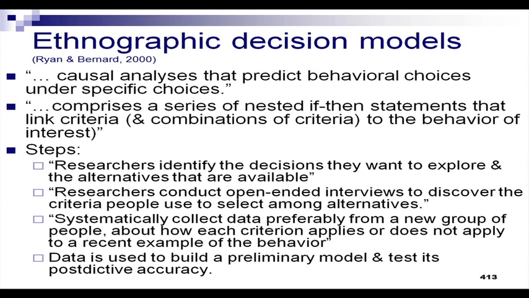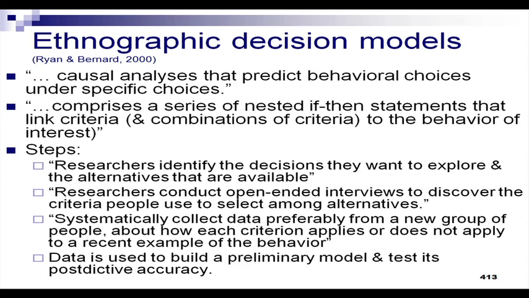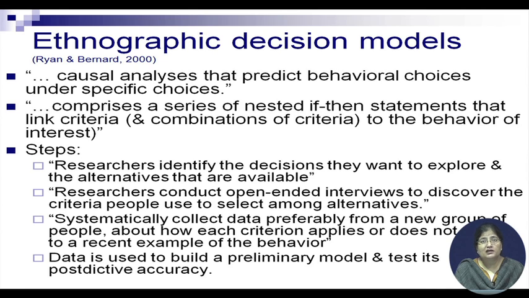The last method of analysis of large chunks of data that we are going to talk about now is ethnographic decision models. Ethnographic decision models are causal analyses that predict behavioral choices under specific circumstances. This comprises a series of nested if-then statements that link criteria and combinations of criteria to the behavior of interest. So, if X happens, then Y will happen.